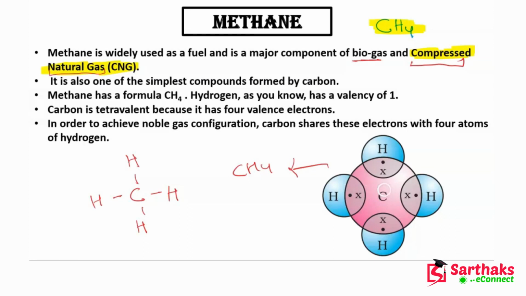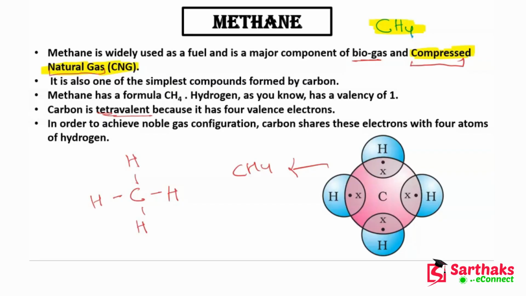Here you can see 1, 2, 3, 4. These are the electrons present in the valence shell of carbon, because carbon is tetravalent. We have been understanding this point for a long time, so I hope this is clear to you. Now this hydrogen has 1 electron. It also wants to complete its octet.